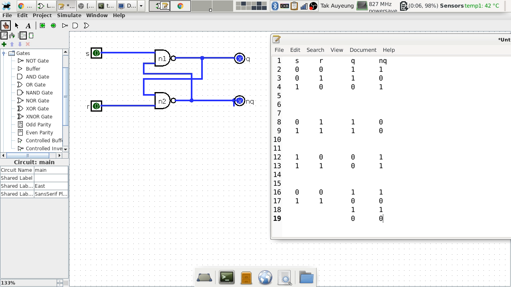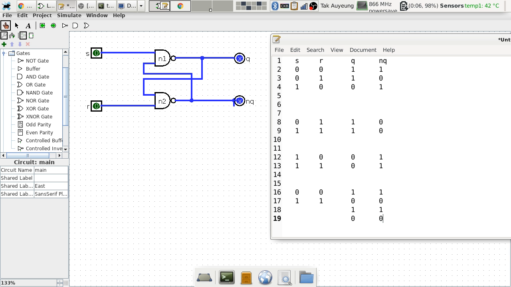So are we good so far with what we call an SR latch? This is called an SR latch. Can anyone guess what S and R mean? Why do we call this an SR latch? Set and reset. Very good. So set is S and reset is R. That's why the inputs are called S and R.